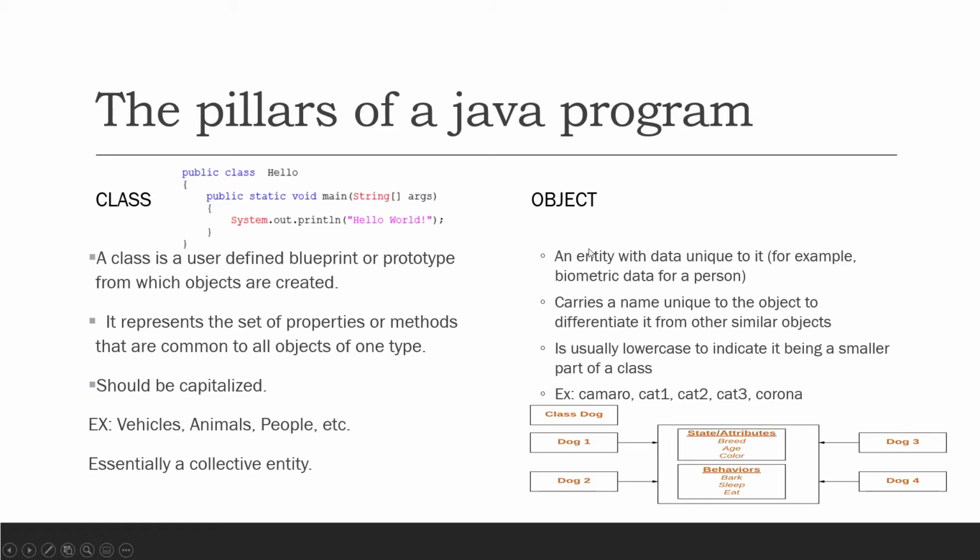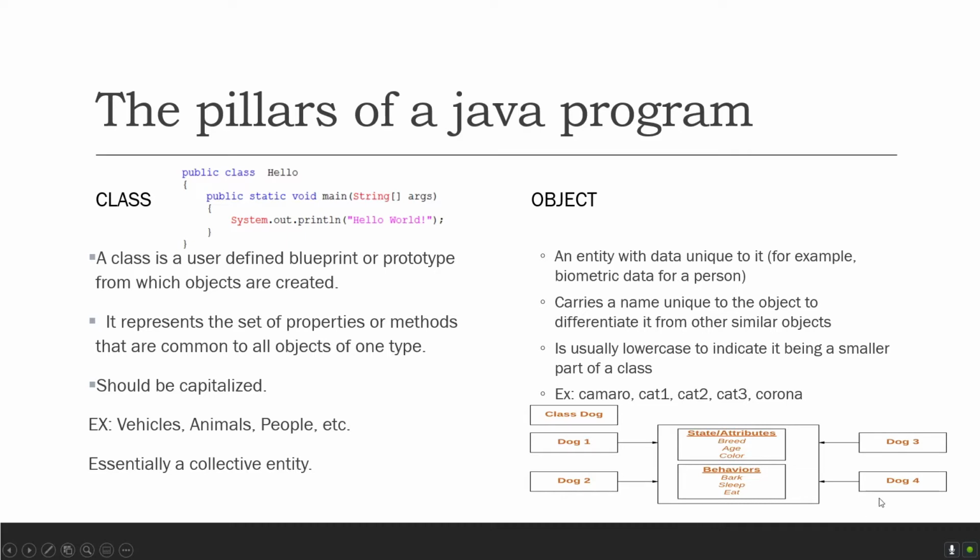Now, going on to objects. An object is an entity with data unique to it or specific to it. It carries a name unique from all other objects to separate it from the rest. Because if you have multiple dogs, you're not going to know which one's dog 1, dog 2, dog 3, dog 4. You won't know whether the dog that I wrote first was the corgi, or was the third one the corgi, you know? So they're usually lowercase to indicate that it's a smaller being. Examples being Camaro, Cat 1, Cat 2, 3, and Corona.